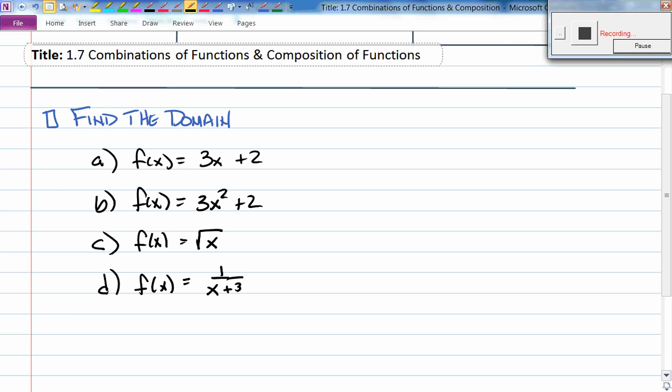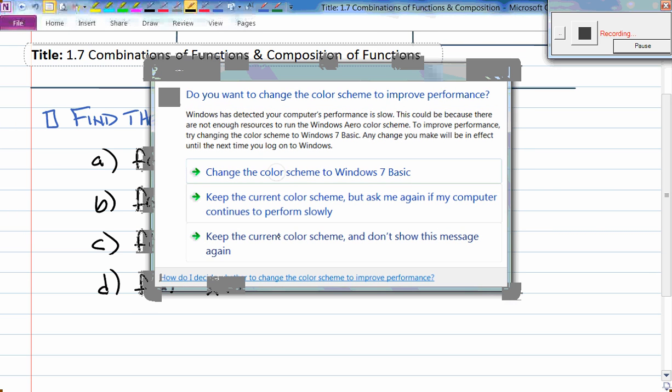I want you to find the domain for each of these. In fact, we'll just talk about it as a class right now because we're kind of pressed for time today. So the first one, we'll just keep.